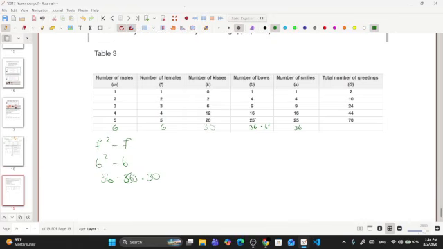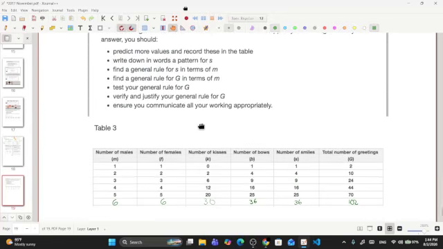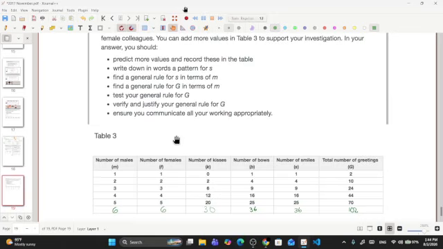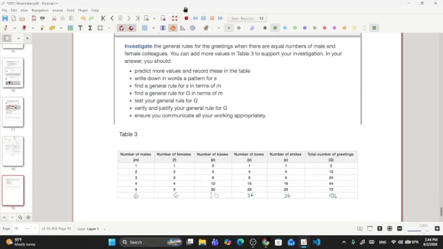25 plus 25, that's 50. 50 plus 20 is 70. So look, three types of greetings, all of them add up to 70. 36 plus 36 plus 70. 36 plus 36 gives us the value of 72. And 72 plus 30 gives us the value of 102. So first we are done with all the predictions that we were supposed to do. Make sense? Yeah. All right. So at least we can say that we're done with this.